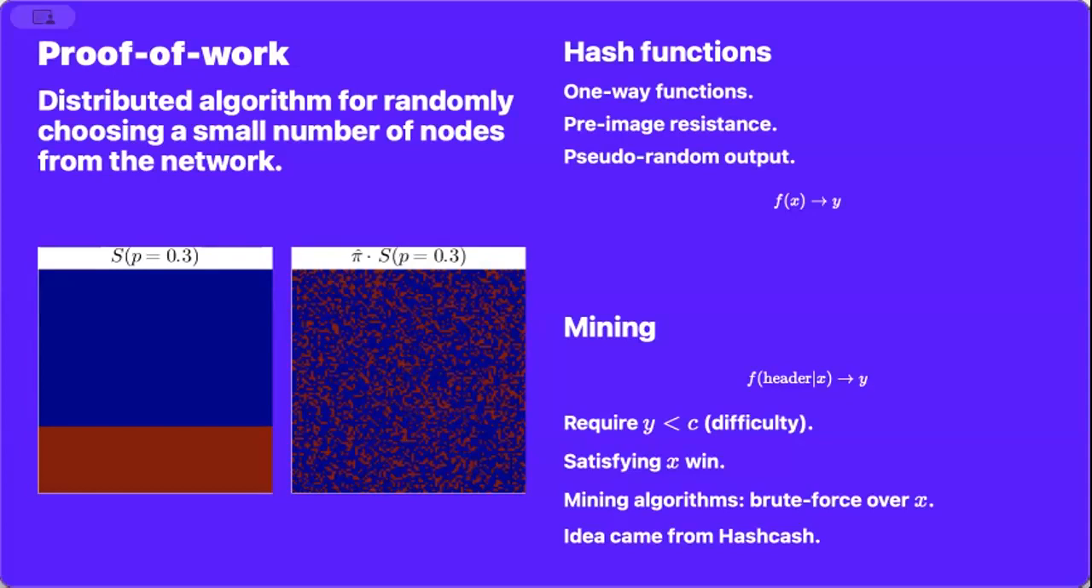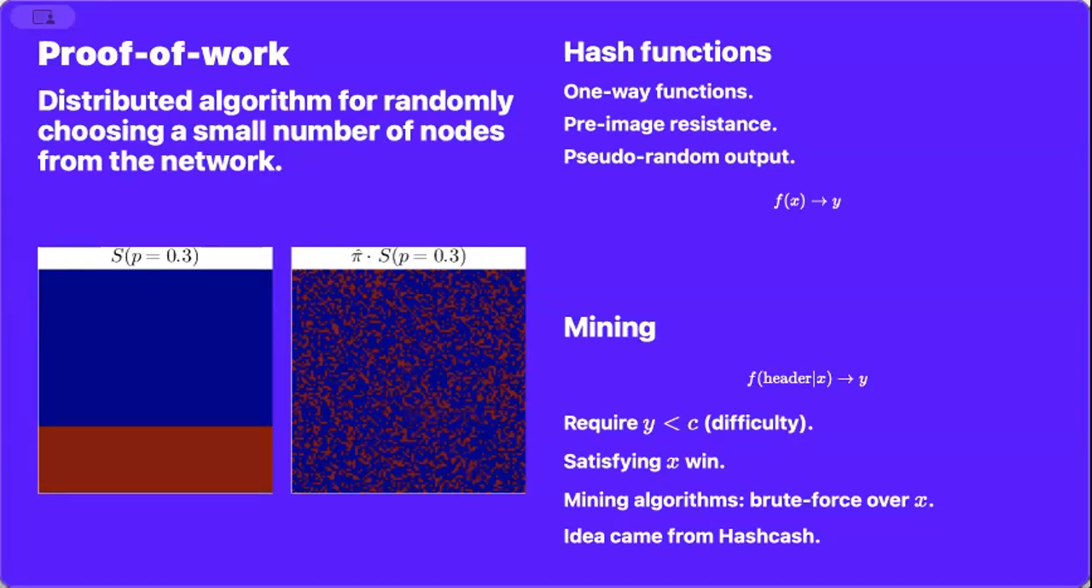And a hash function is a function that we use very, very often in modern cryptography, but there are a few properties of it that are particularly useful to solving this distributed algorithm of randomly choosing a small number of nodes. So a hash function has the following properties.